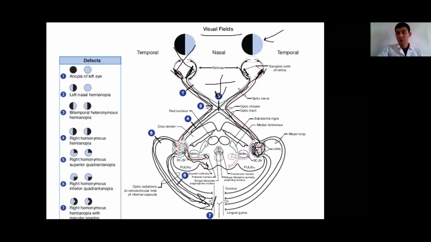Other fibers from the lateral geniculate nuclei will extend toward the prechiasmatic nucleus of the hypothalamus, which is responsible for the circadian rhythm. So that was visual pathways.